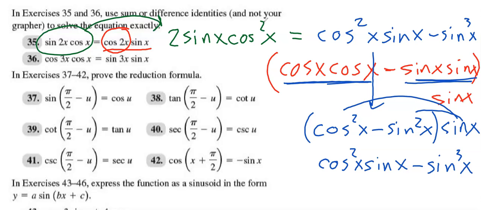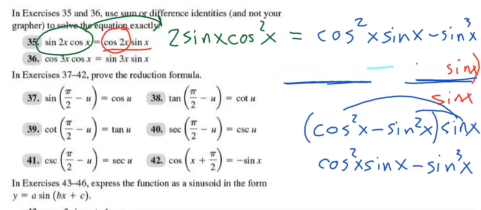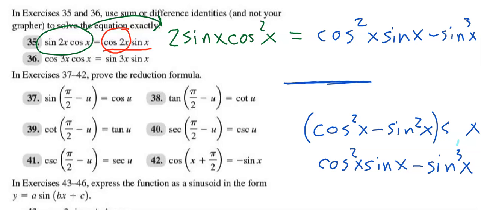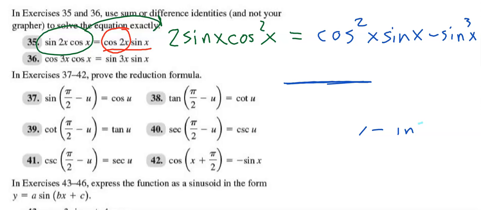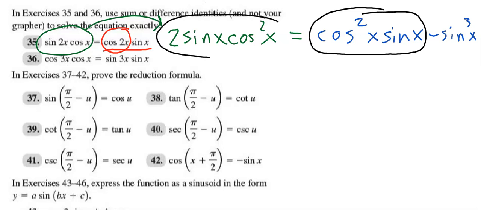Everybody got what they need copied down? And I hope it's a lot. Give myself some space. What do you notice about these two things that I'm circling in the black? What do you notice about them? They both have a cosine squared, and they both have sine. Are those like terms?